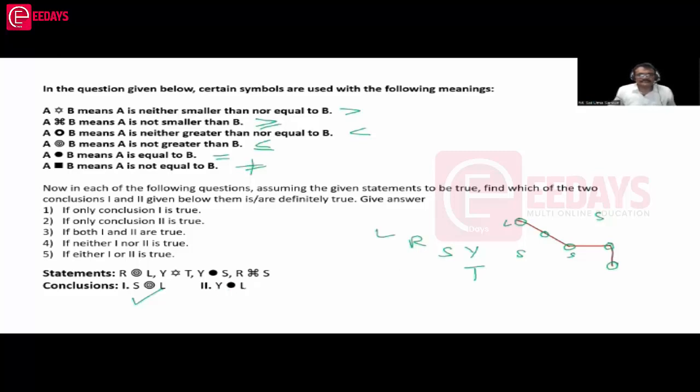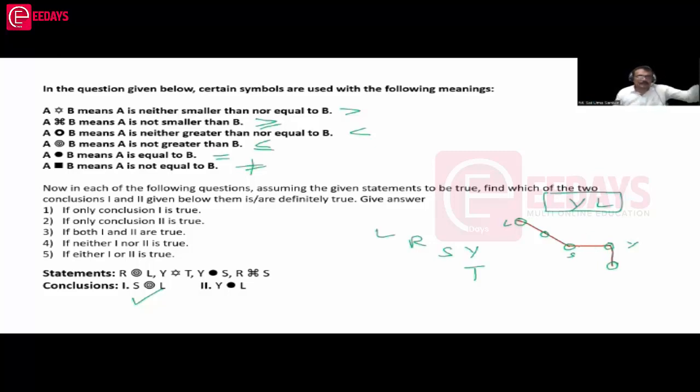What is the next one? Y is equal to L. Where is Y? Y is equal to S. Is there any horizontal line between Y and L? There is a horizontal line between S and Y only. Here there is a diagonal line between L and S only. So Y is equal to L is not correct.